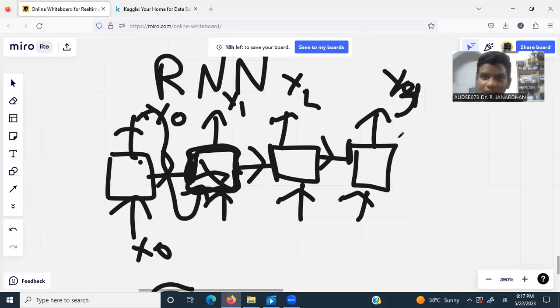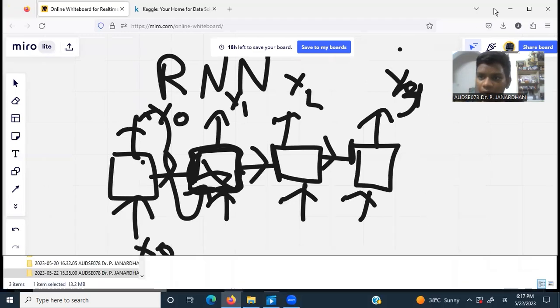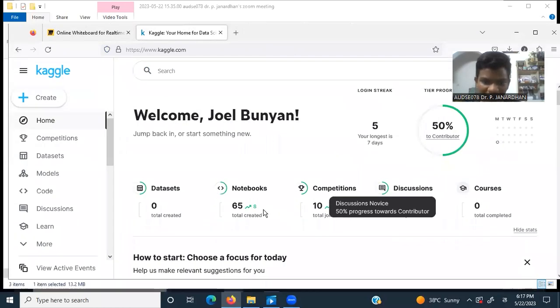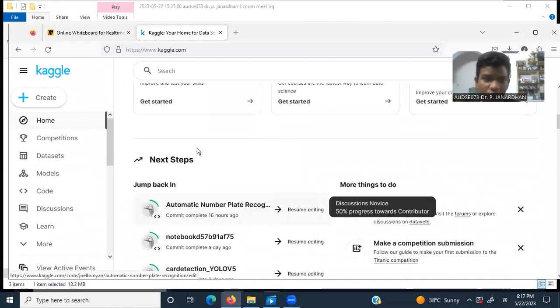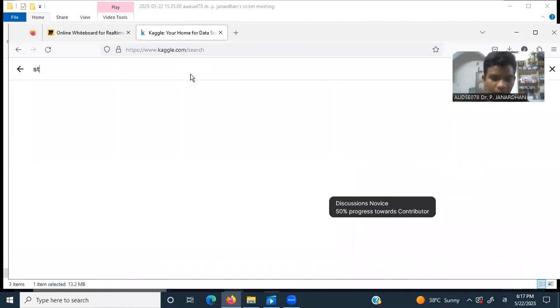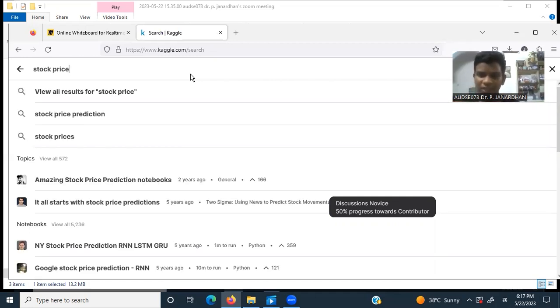Now that we have understood the theory of RNNs, let's try to implement it. A very easy RNN: let's try to do stock price prediction. I'm going to go here and search for stock price. Let's do stock price prediction very quickly.